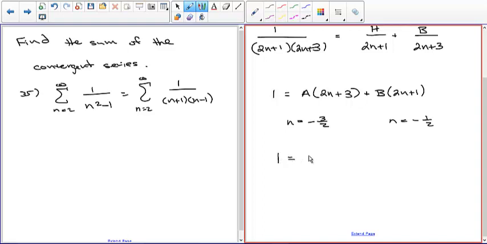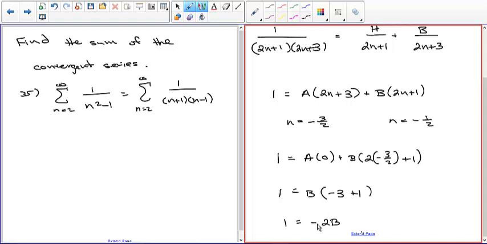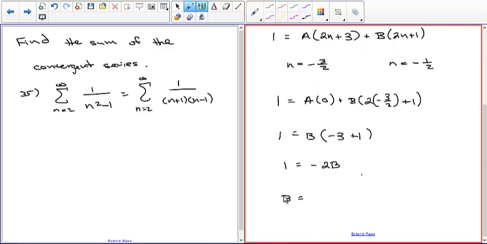So you get 1 is equal to A times 0 plus B times 2 times negative 3/2 plus 1. That's going to be negative 3 plus 1, so you get negative 2B. B equals negative 1/2.